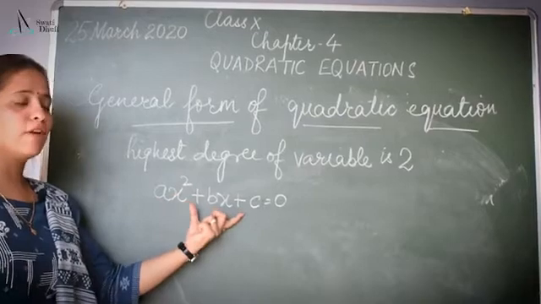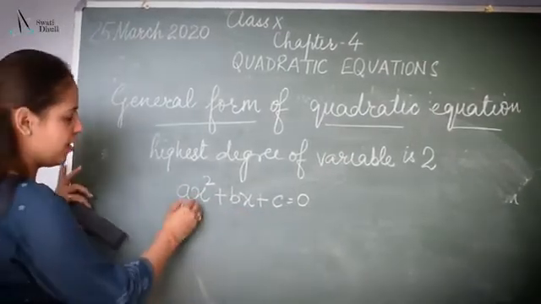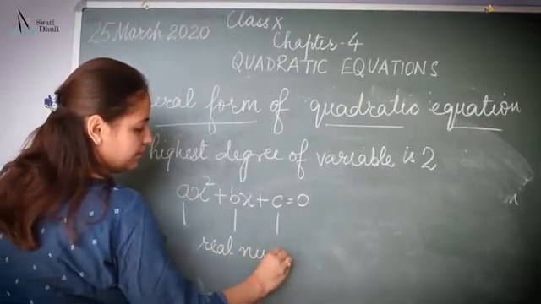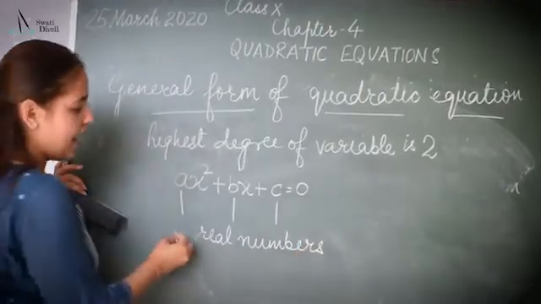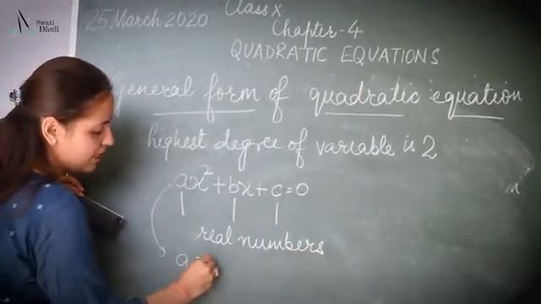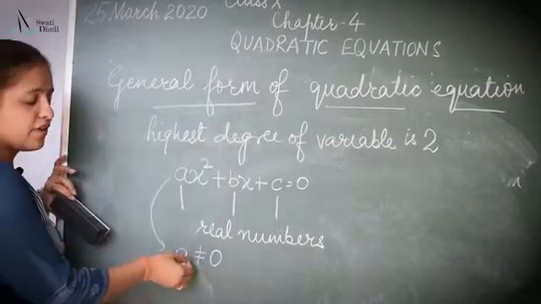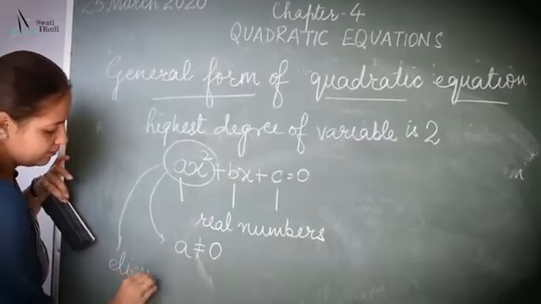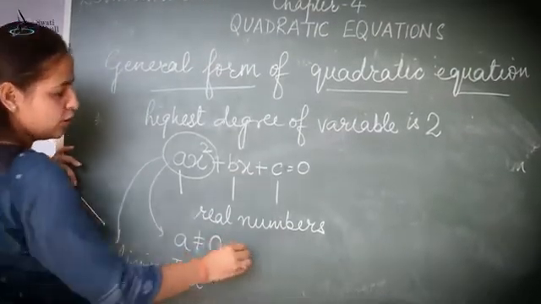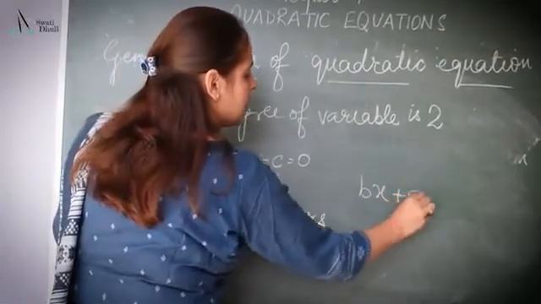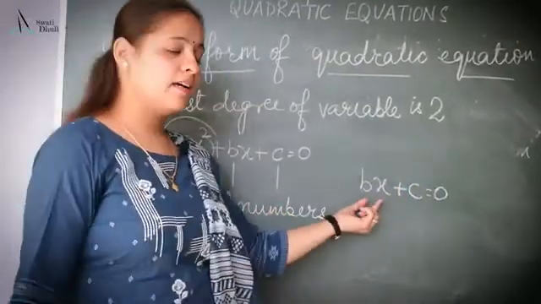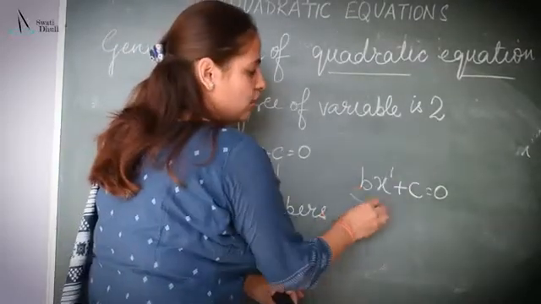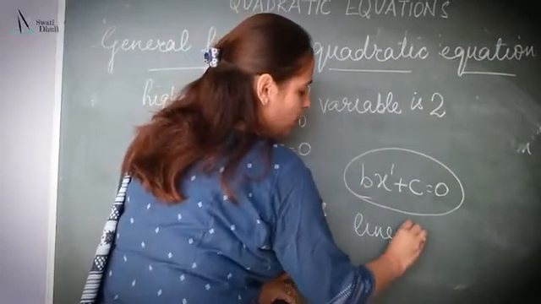So this is the general form of quadratic equation where a, b and c are real numbers, and a can never be equal to 0, because if a becomes 0, this term will get eliminated and you are left with bx plus c is equal to 0. And here you can see the highest degree of this variable x is 1. So this becomes a linear equation.